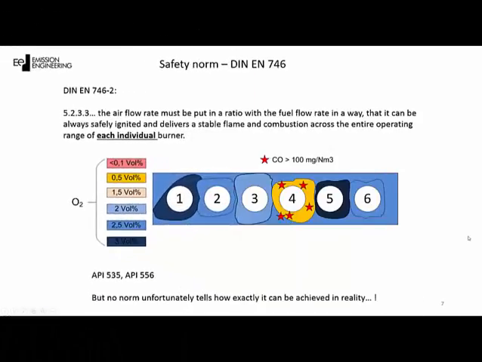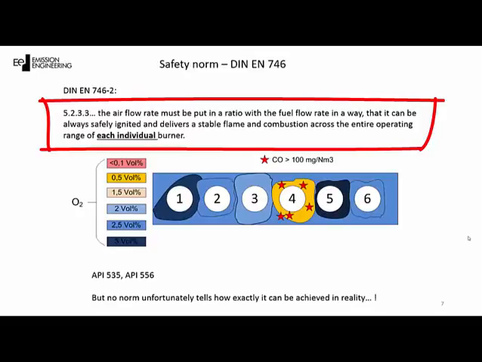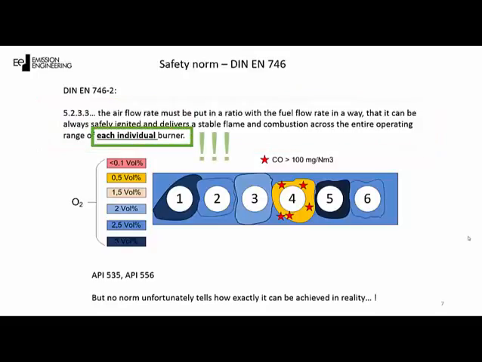The most important norm concerning fired heaters, at least in Europe, is the DIN EN 746-2, Thermal Processing Equipment Part 2, Safety Requirements for Combustion and Fuel Handling Systems. Chapter 5.2.3.3 of this norm indicates that the airflow rate must be put in a ratio with the fuel flow rate in a way that it can always be safely ignited and delivers a stable flame and combustion across the entire operating range of each individual burner.